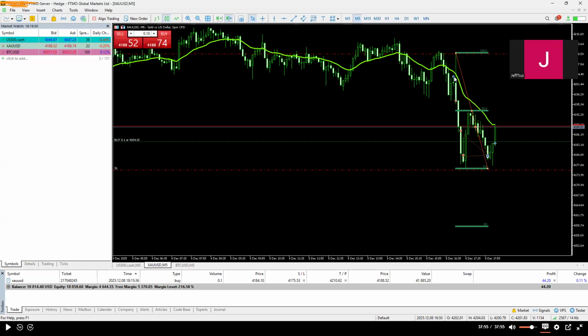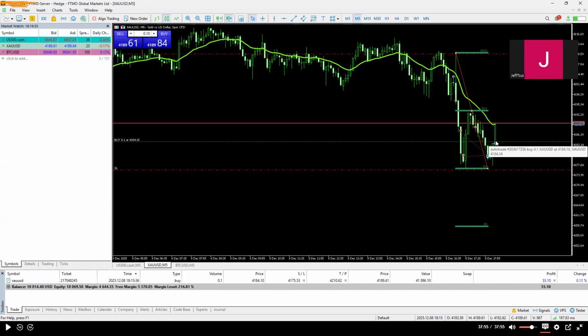One losing trade there, and then I took a winning trade here, and then hopefully this trade will be a winning trade as well. And let's talk about the trade that I took today.